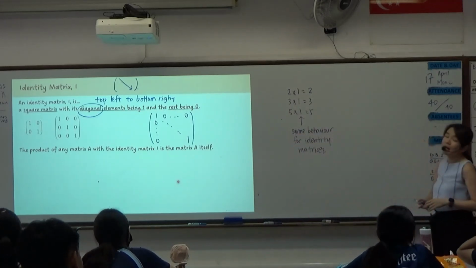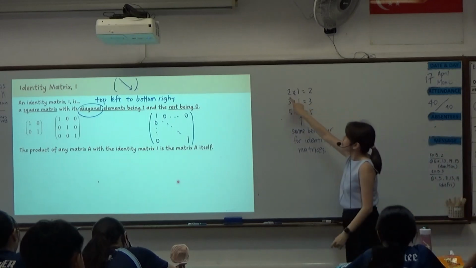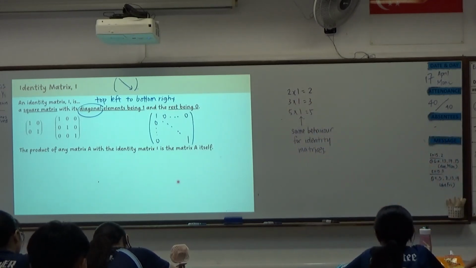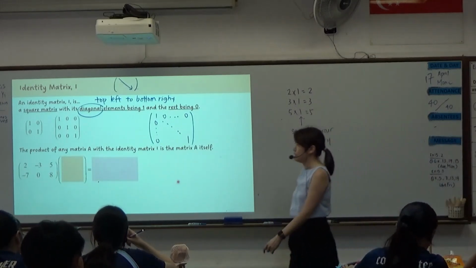That means that whenever I multiply an identity matrix with any matrix, it will give us the same thing as a result. However, we must be careful. Not any order of identity matrix is suitable.